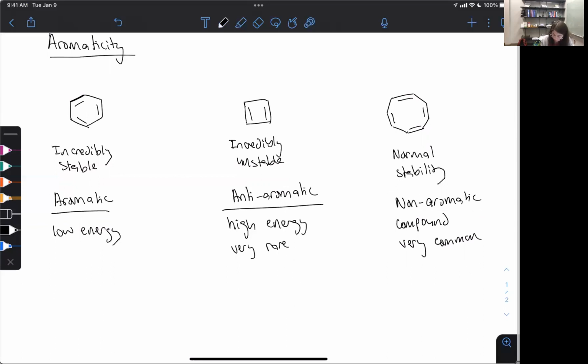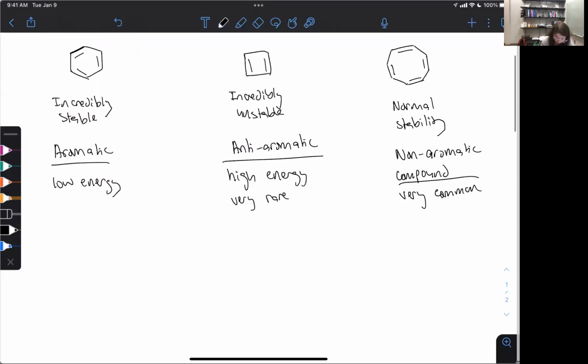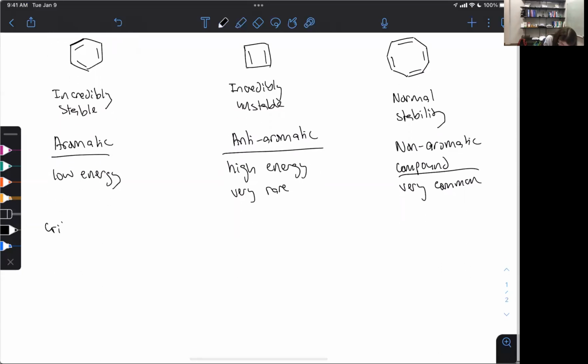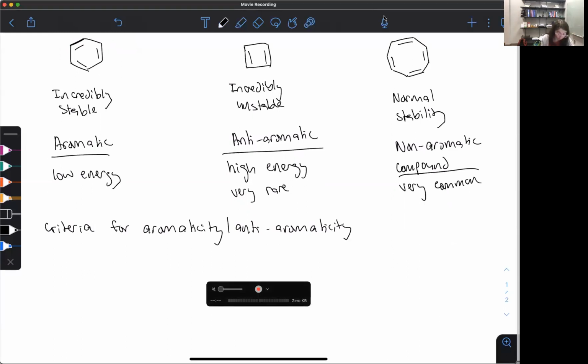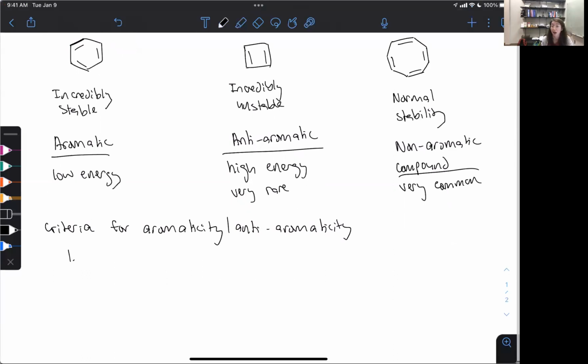Okay, so to really understand how we have these categories, we need to think about what is actually the criteria for aromatic versus anti-aromatic. Okay, so what kind of criteria are we looking for here? So the first thing is they have to be cyclic.